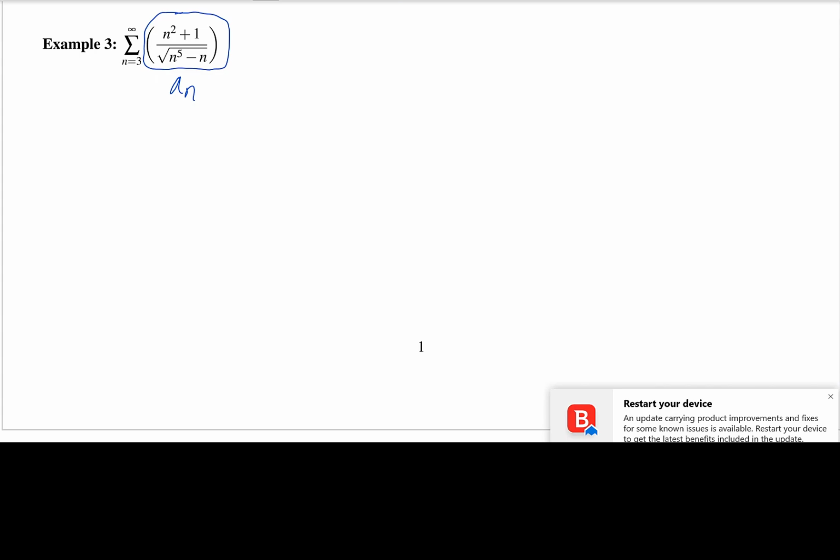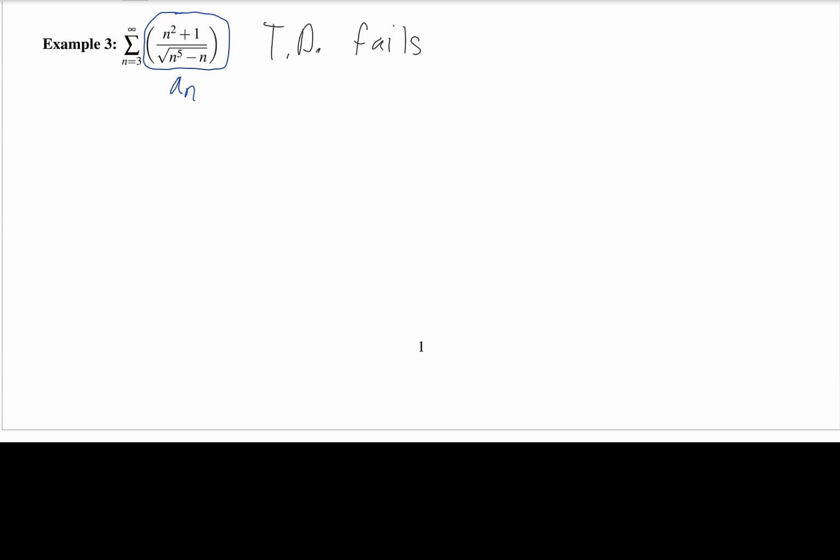So again, what I look at is the complicated part, which is the denominator. And we should also use our test for divergence, right? We know that the test for divergence is going to fail here because we'll have a highest degree of 2 on top and a highest degree of 2.5 on bottom. Right, so that'll fail. And what I'm going to note is that the square root of n to the 5th minus n is always going to be less than the square root of n to the 5th. Right, and this is the same thing as saying n to the 5/2.